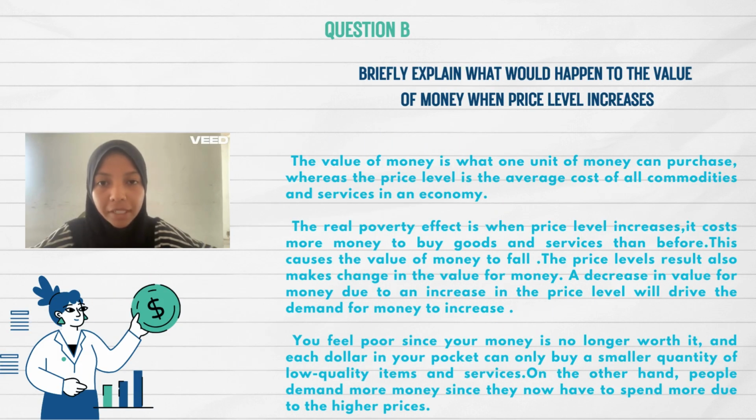So next, question B. What would happen to the value of money when the price level increases? The value of money is what one unit of money can purchase, whereas the price level is the average cost of all commodities and services in an economy. The real poverty effect is when the price level increases, it costs more money to buy goods and services than before. This causes the value of money to fall. The price level result may also change the value of money.